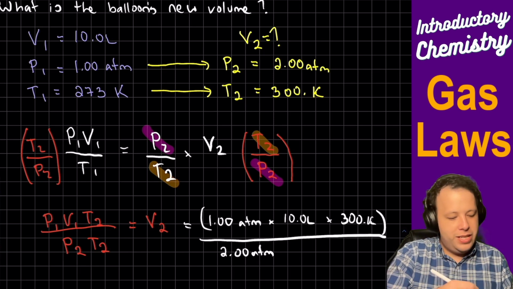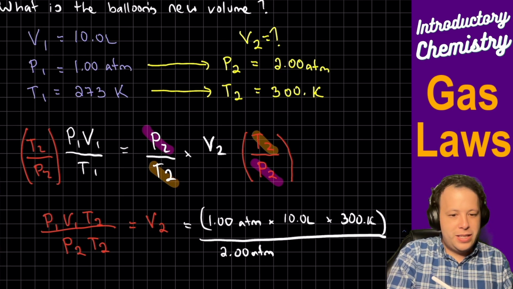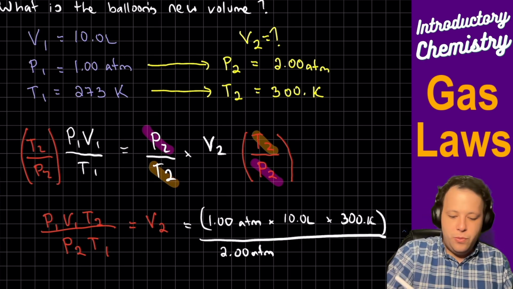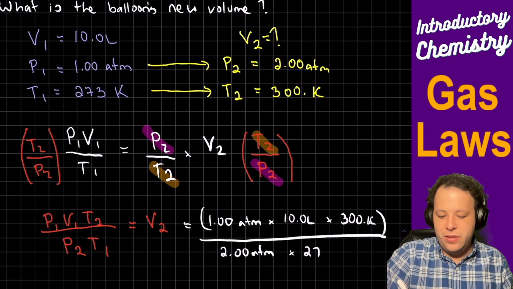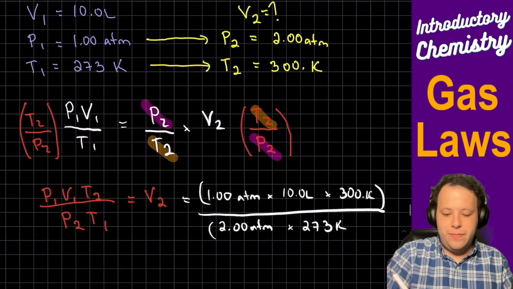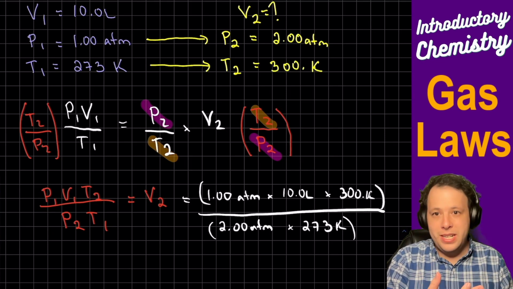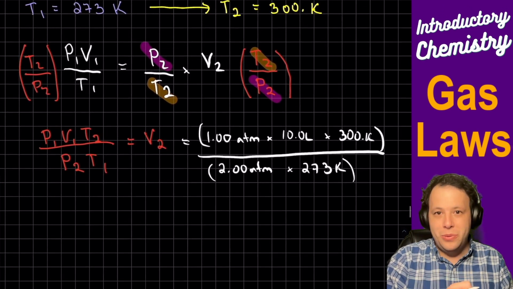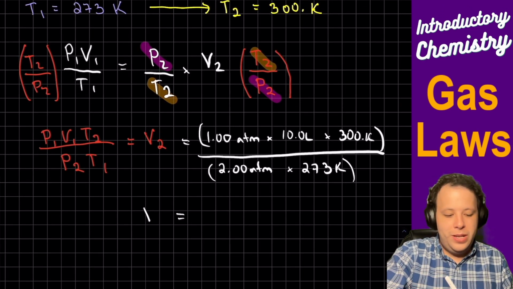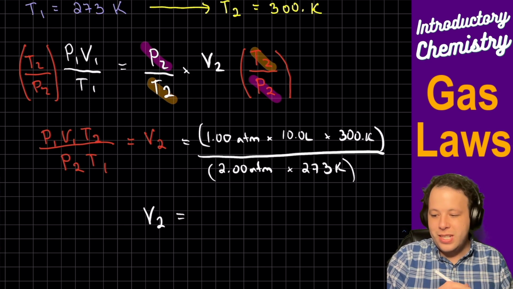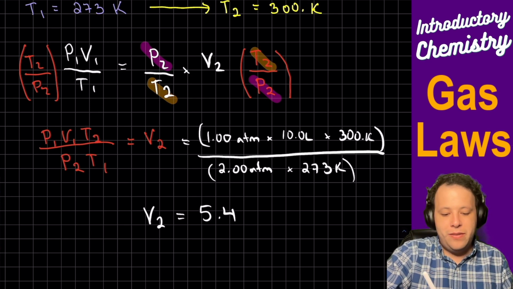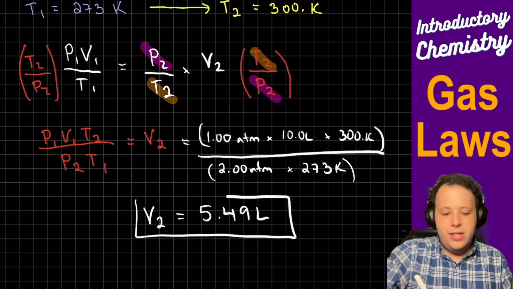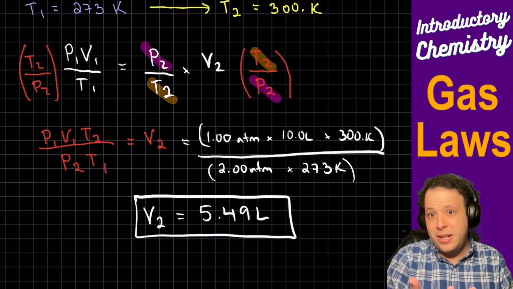times, oh, I just realized I have T2 twice. So it's going to be times T1. Sorry about that, there was a little typo there. So that should be T1. That'd be times 273 Kelvin. All right, and that's on bottom. So we'll take 1 times 10 times 300, solve for that, then divide by 2 times 273. Now when we get this, we'll get our volume, which in this case will be 5.49 liters as your answer. And that's how you use the combined gas law.